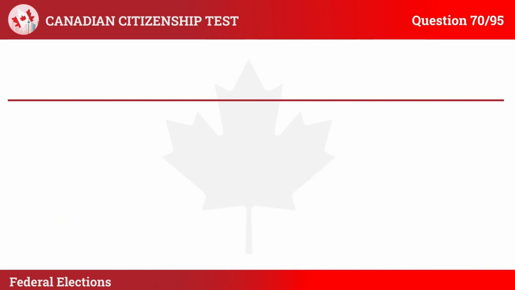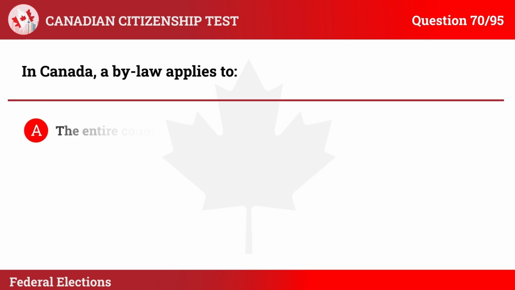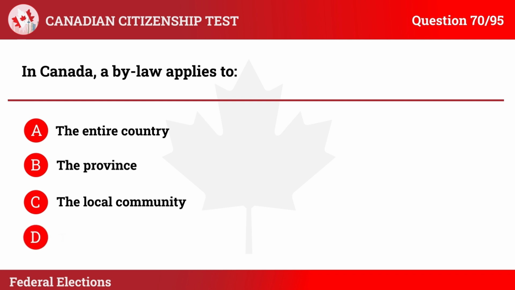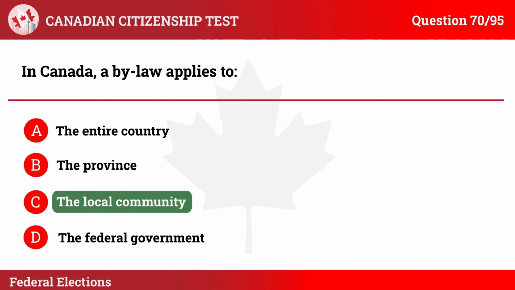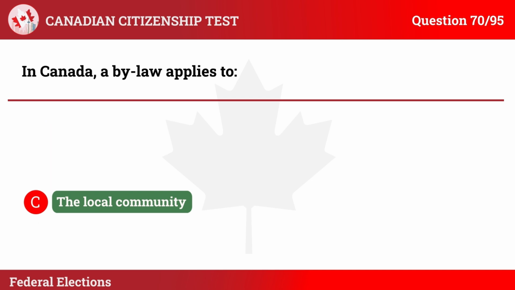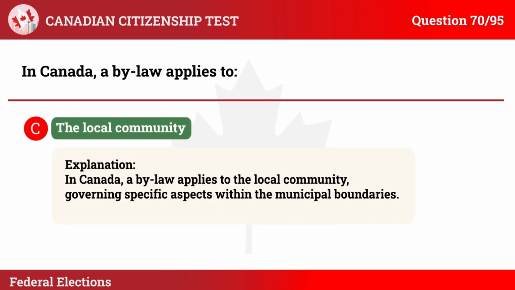Question 70. In Canada, a bylaw applies to A. the entire country, B. the province, C. the local community, D. the federal government. The correct answer is C. the local community. Explanation: in Canada, a bylaw applies to the local community, governing specific aspects within the municipal boundaries.